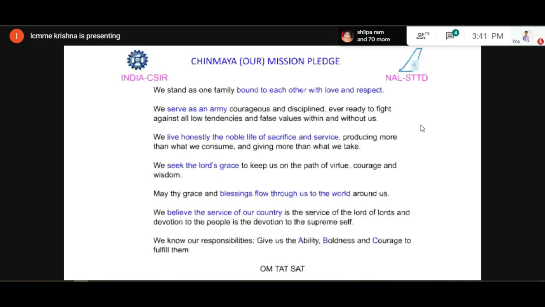So with this, I'm almost coming to the last slide, where we pledge that we are bound to each other with love and respect. We serve in the army, courageous and disciplined, ever ready to fight against all low tendencies and false values. We should live honestly the noble life of sacrifice and service, producing more than what we consume and giving more than what we take. We seek the Lord's grace to keep us on the path of virtue, courage and wisdom, and may the grace and blessing flow through us to the world around us. We believe our service of our country, the service of the Lord of Lords, and devotion to the people is devotion to the Supreme Self. We know our responsibilities, give us ability, boldness, and courage to fulfill them.